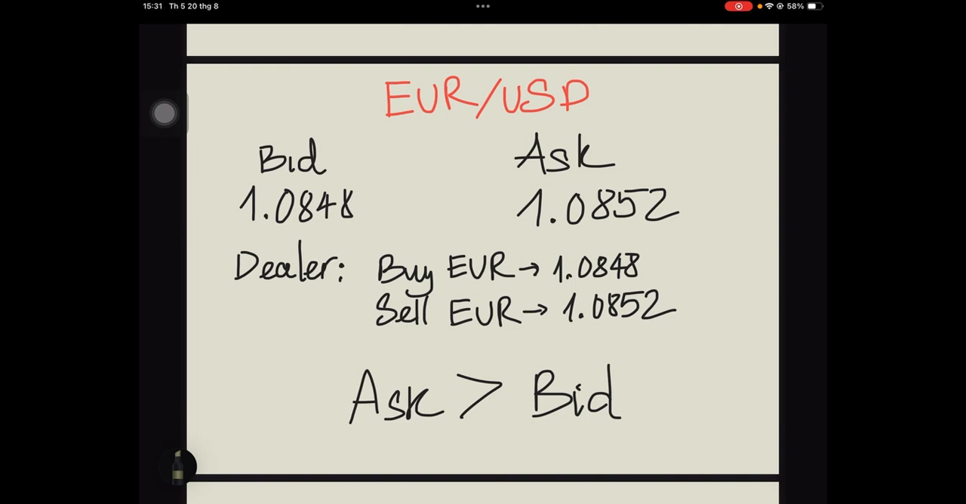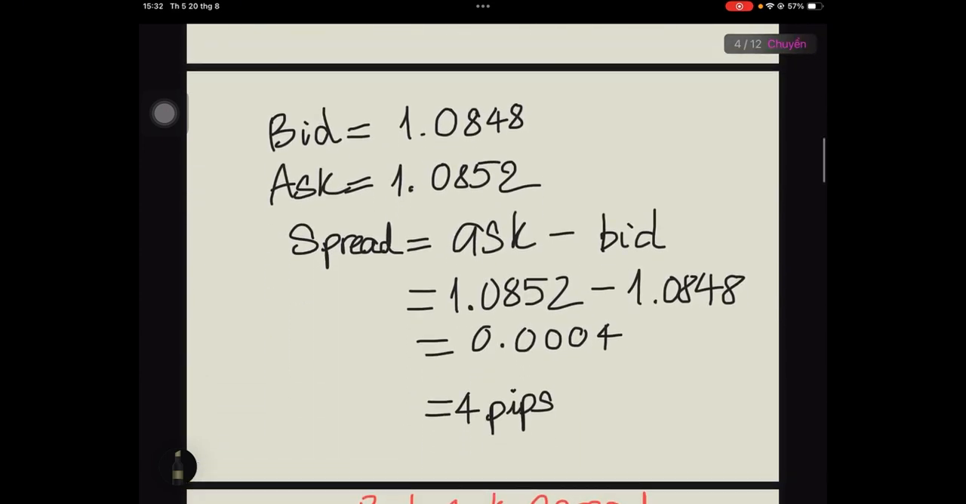Suppose the dealer quotes EUR/USD 1.0848 bid and 1.0852 ask. The dealer is saying, I will buy euros from you at 1.0848 dollars per euro. But if you want to buy euros from the dealer, I will sell them to you for 1.0852 dollars per euro. Notice something important: the ask is always higher than the bid. That difference is what we call the bid-ask spread.